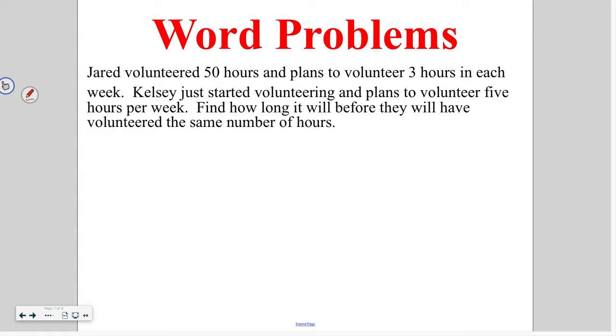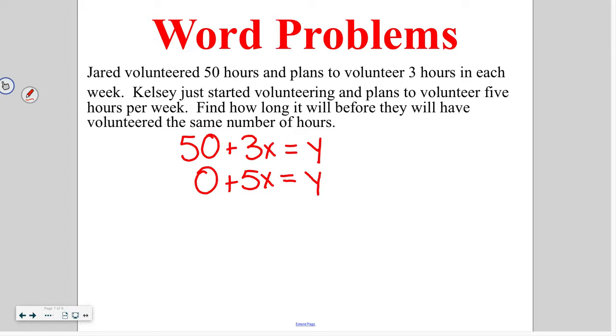So first we're going to look at Jared. He's volunteered for 50 hours, plus he's going to do 3 hours per week from now on. And that's going to give us his total of volunteer hours. Kelsey just started, so she hasn't done anything yet, so that gives us 0, plus her 5 hours per week, and that's going to equal her volunteer hours. So we've got our equations set up, and now we need to go ahead and solve.